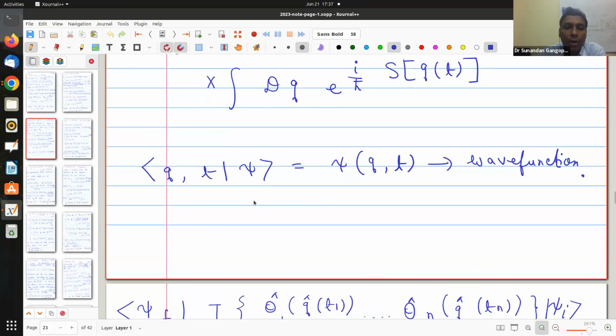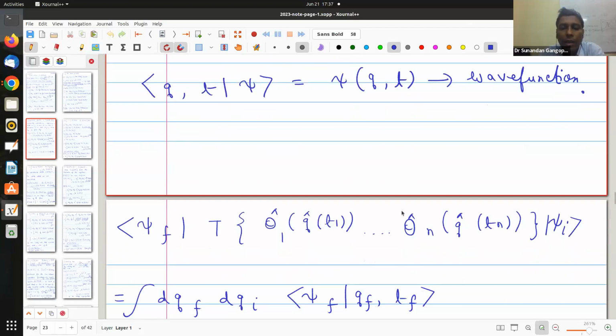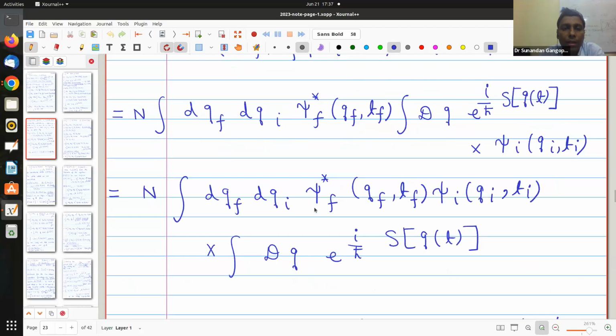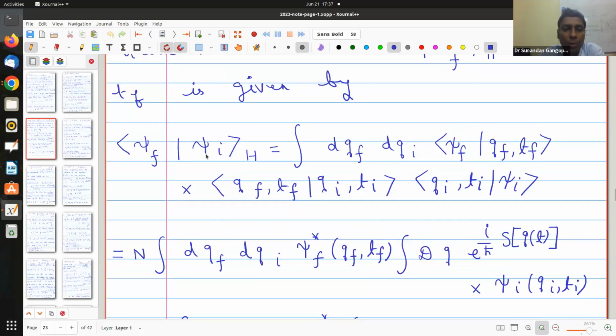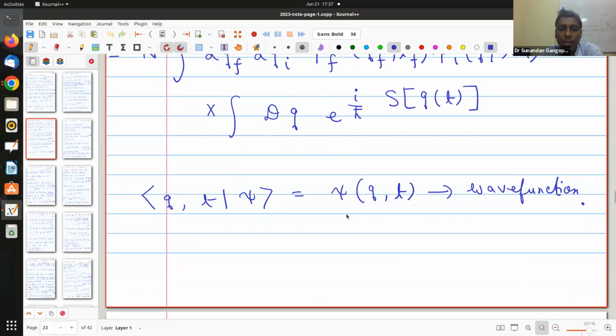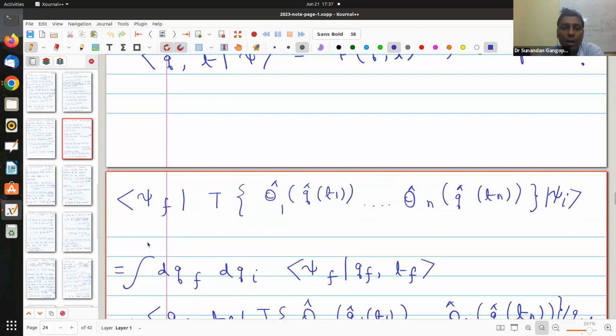As I have already mentioned, the overlap of ket psi with bra qt is the wave function psi at qt. Now let me take another example. So this was the overlap of psi I with psi f. Now let us take the following operator insertion between these states. The states are psi I, the initial state, the state at time ti, and this is the final state, the state at time tf. And now I consider the following matrix element, which we are now interested in.